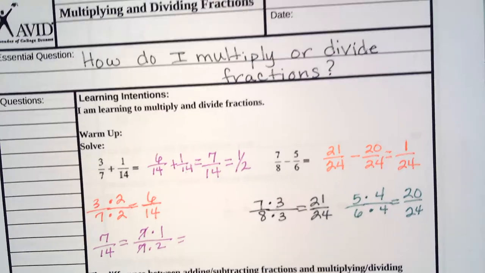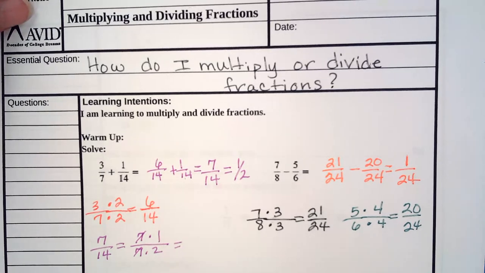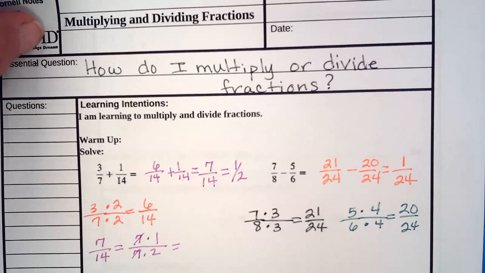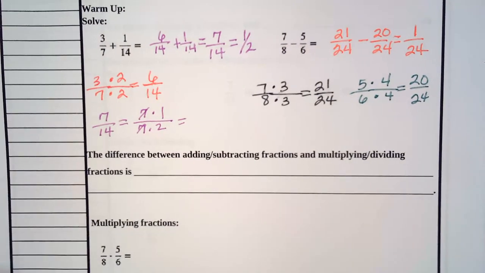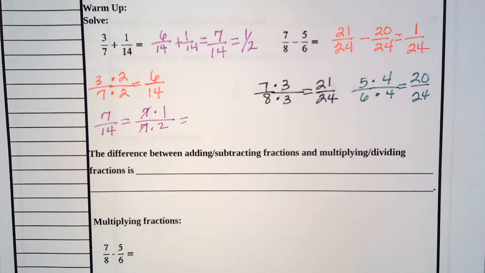Okay, so now as we get ready to multiply and divide, we've got to think. Adding and subtracting and multiplying and dividing are not the same processes. So what is the difference between multiplying and dividing or adding and subtracting? If I'm adding or subtracting, what do I have to have? I have to have that common denominator. You do not need it for multiplying and dividing.